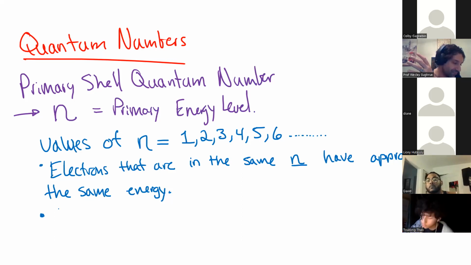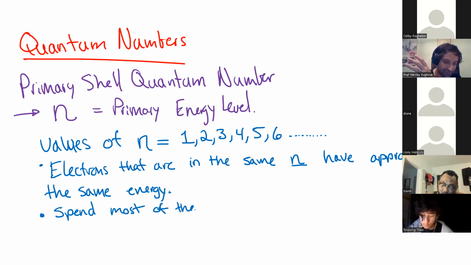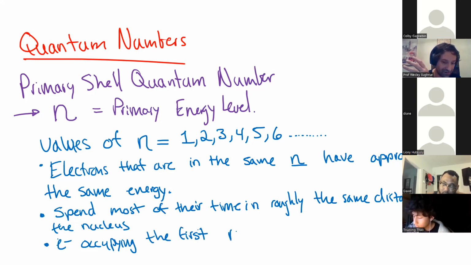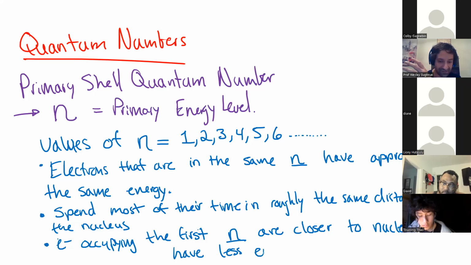Other things, they will spend most of their time in roughly the same distance from the nucleus, and electrons occupying the first N value are closer to the nucleus and have less energy.